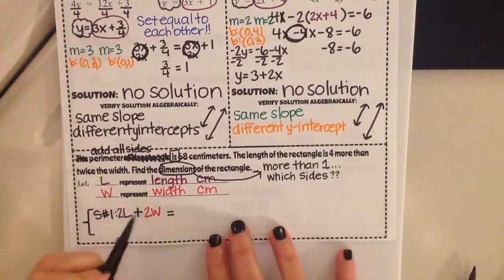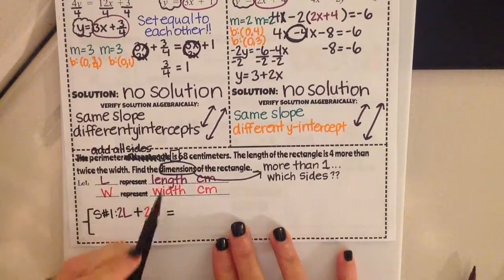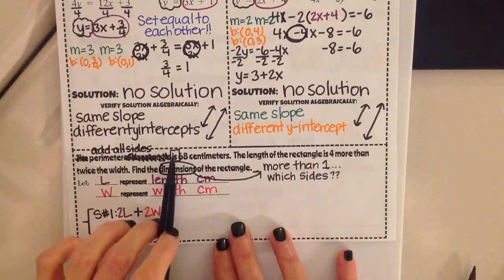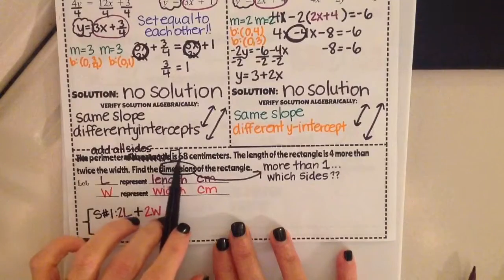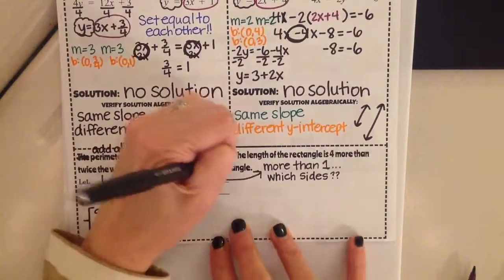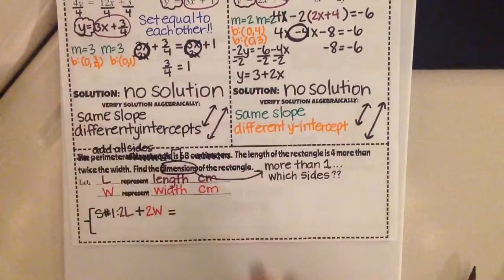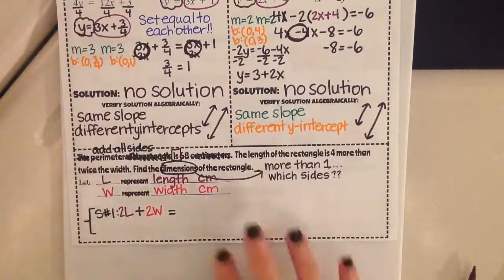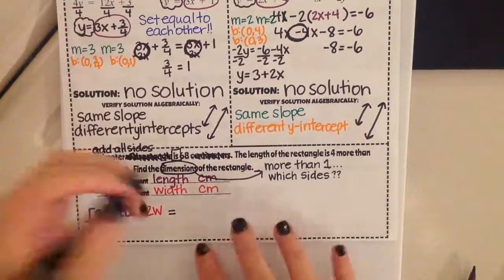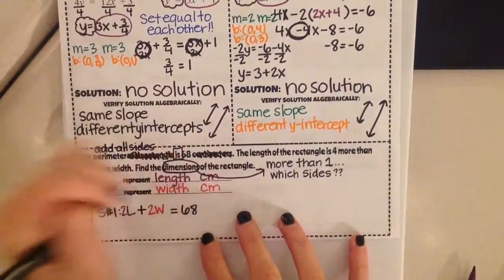So if I add up my 2 lengths and my 2 widths, it has to equal, so now I'm going to read after the word is, because that's where my equal sign is, 68 centimeters. Well, I know that any unit of measurement, like inches, feet, miles, days, hours, those words don't count. So I have to say equals 68.